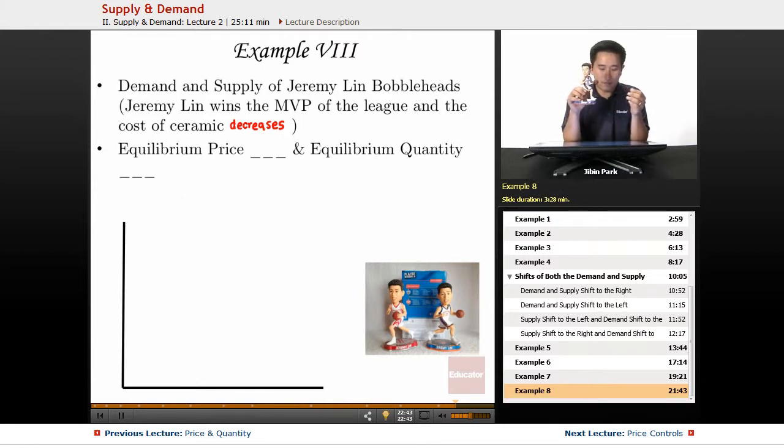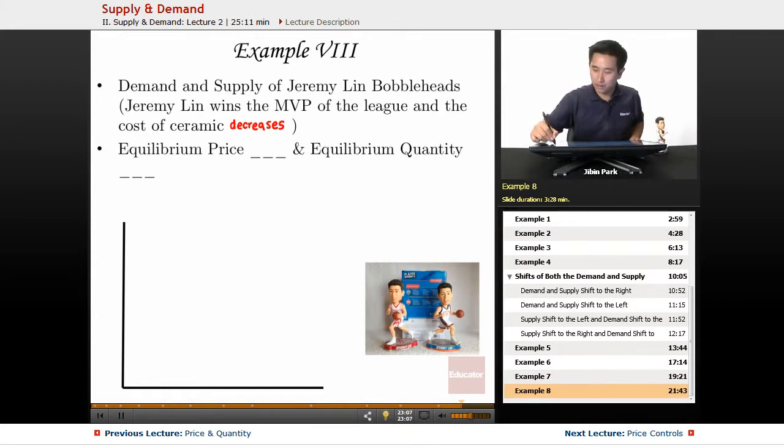So if the cost of ceramic decreases, and ceramic is used to actually make the bobblehead, then the supply is actually going to increase. Similarly, if Jeremy Lin wins the MVP of the league, of the NBA, then the demand for this bobblehead is also going to increase. So let's see what happens to the supply and demand for this Jeremy Lin bobblehead if these 2 factors actually happen.